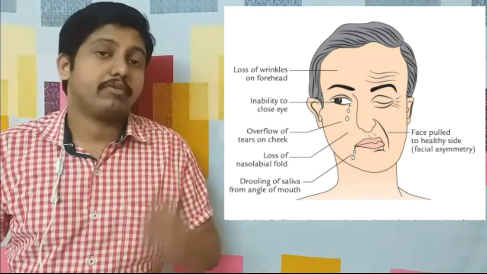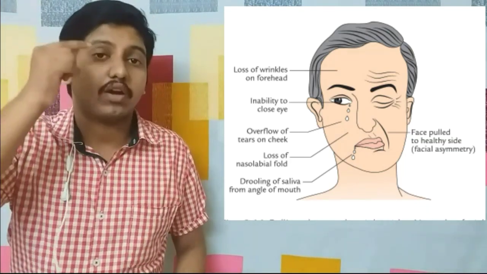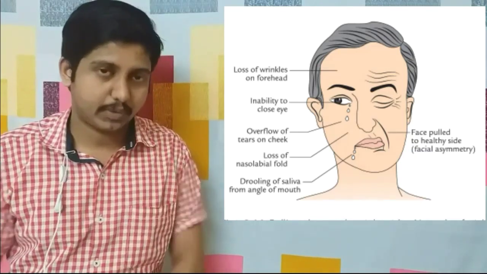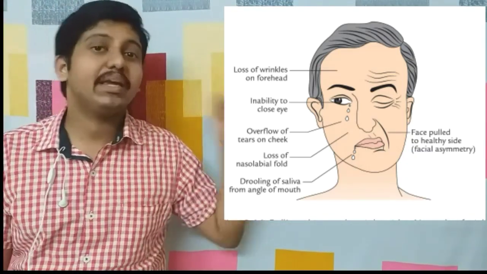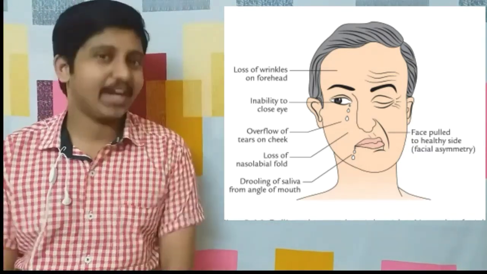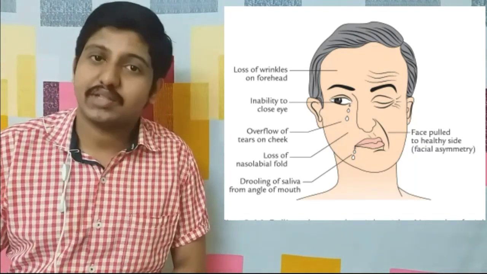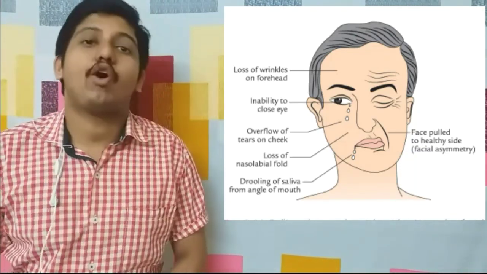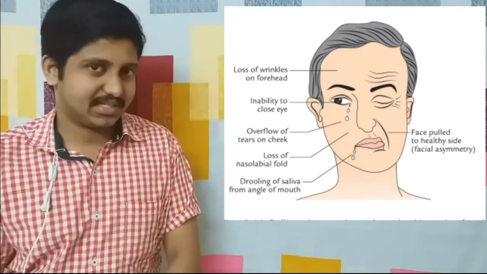Also there will be tears falling off, that is epiphora. Also, as you can see here, there will be inability to close the eye. This is due to the paralysis of the orbicularis oculi muscles.